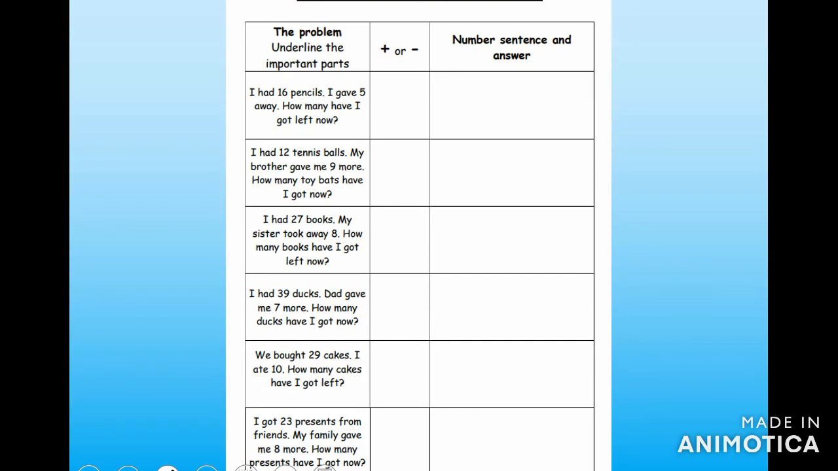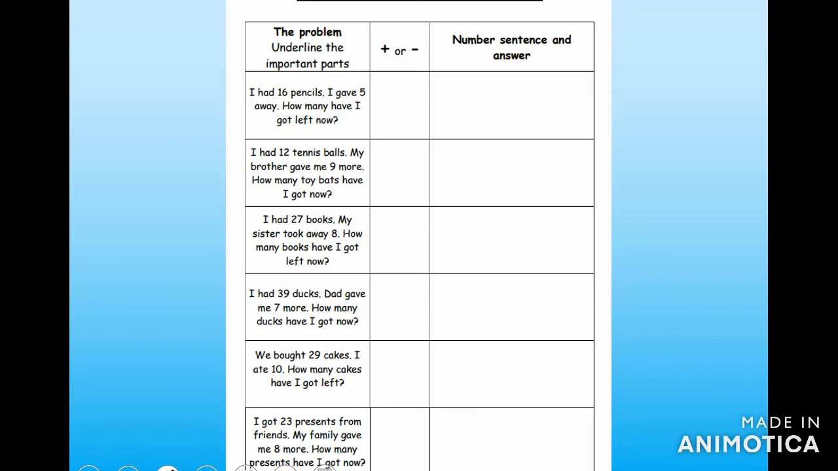So I've broken it down for you, and what you need to do first is underline the important parts. Have a look at the question and underline the important parts. If you haven't got this worksheet, you can just write the important parts down like I did on the other questions. Then you have to decide whether we're going to be doing an addition or a subtraction. Again, you can do it like I did before, leave a gap in between the two numbers and come back to it once you've decided whether it's an addition or subtraction.